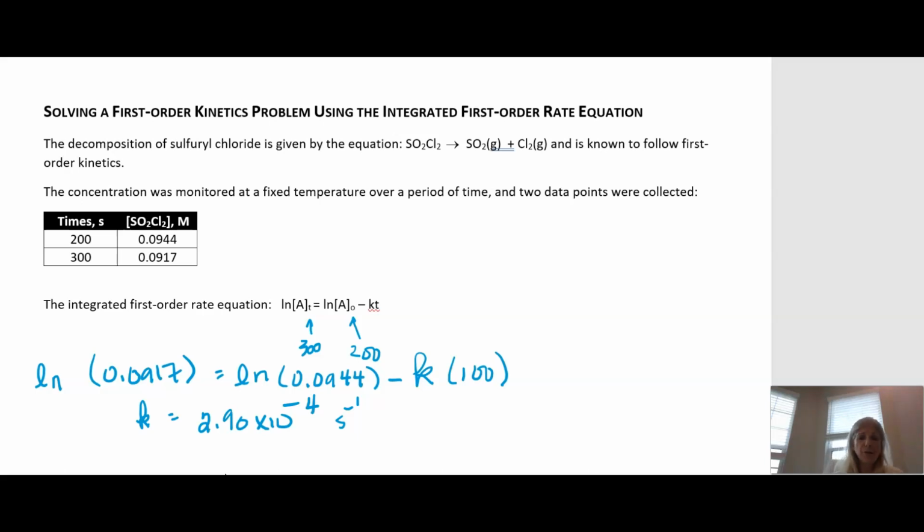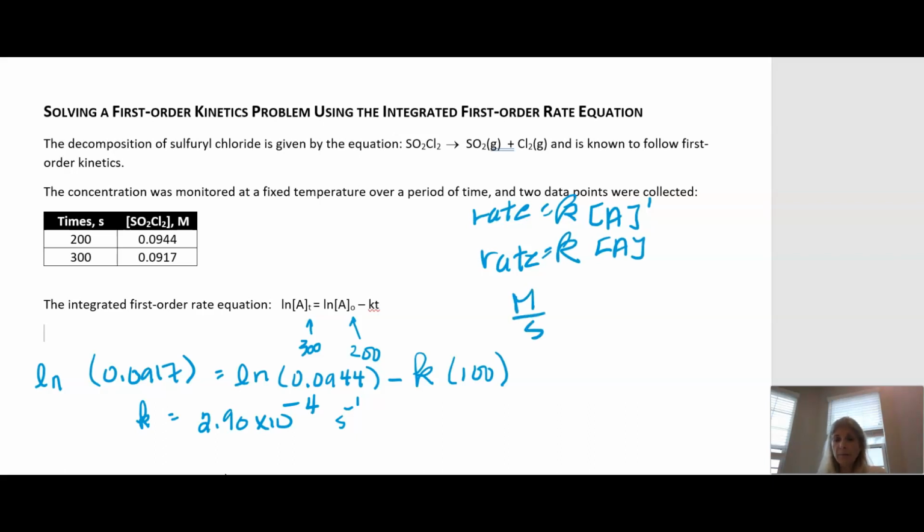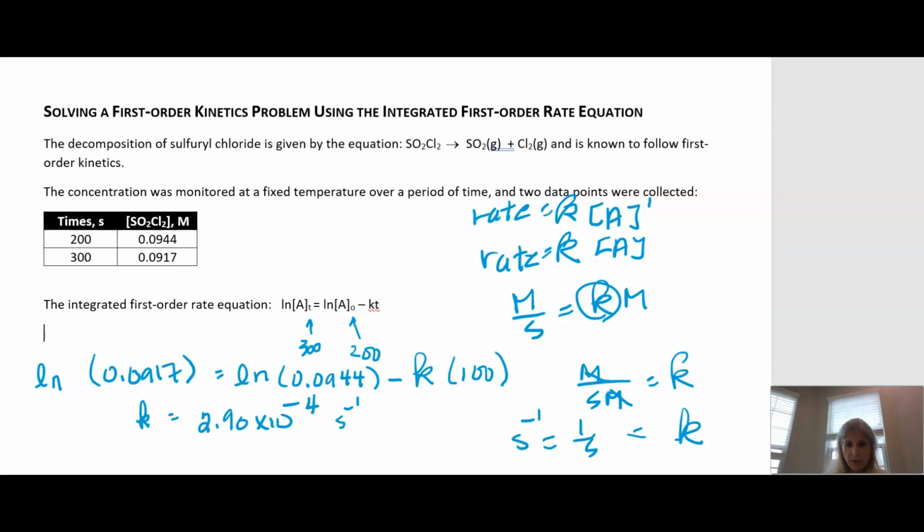If you're wondering how I knew that the units for k were reciprocal seconds, remember rate equals k times concentration, if this is first order. Units of rate would be molarity per second. k we don't know, and concentration is given in molarity. So if we're solving for k, we're dividing both sides by molarity, leaving us with 1 over seconds, which is a little awkward. We write reciprocal seconds. So that's how we get the units of k.